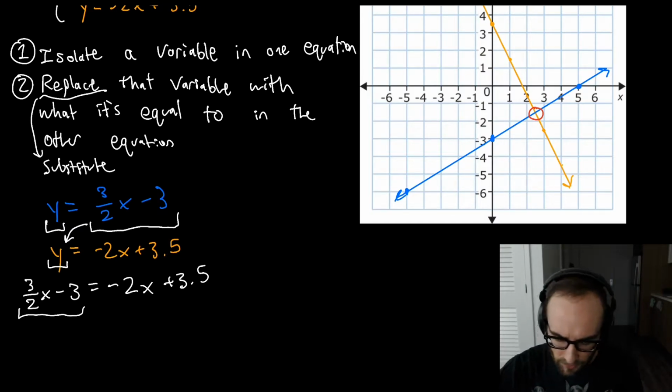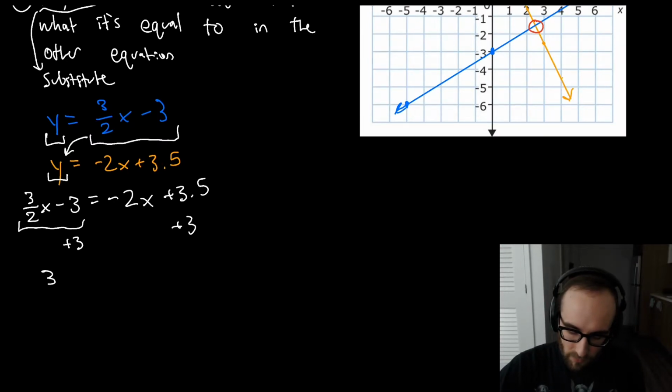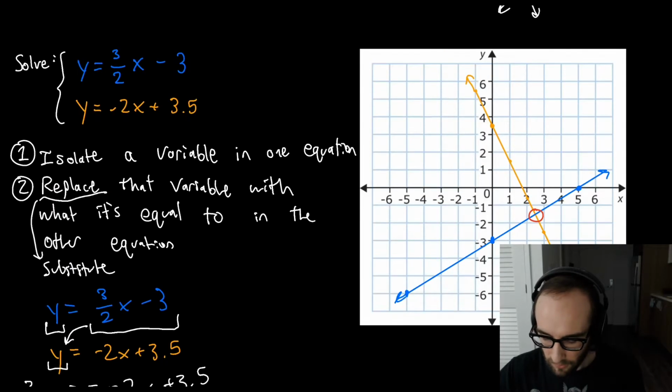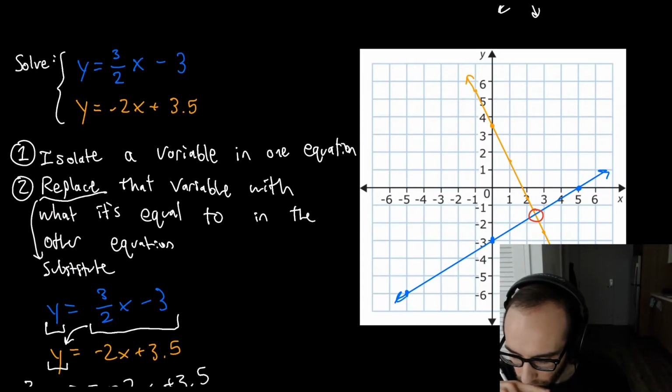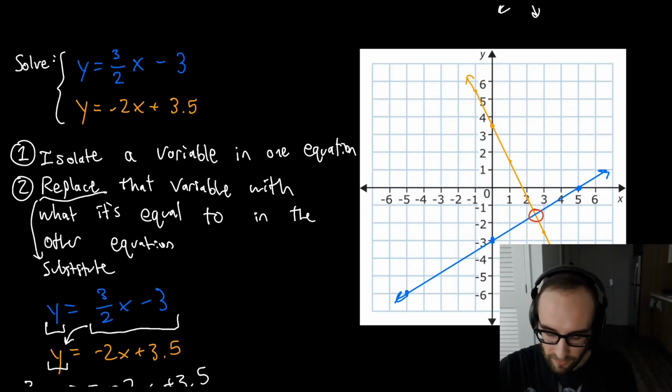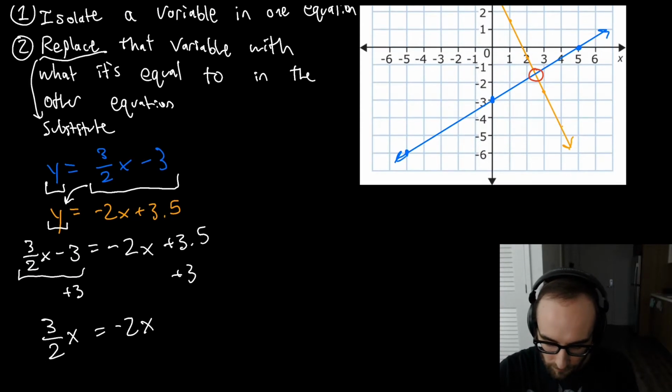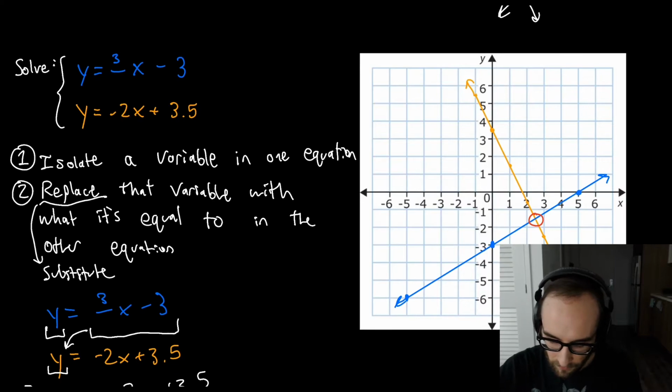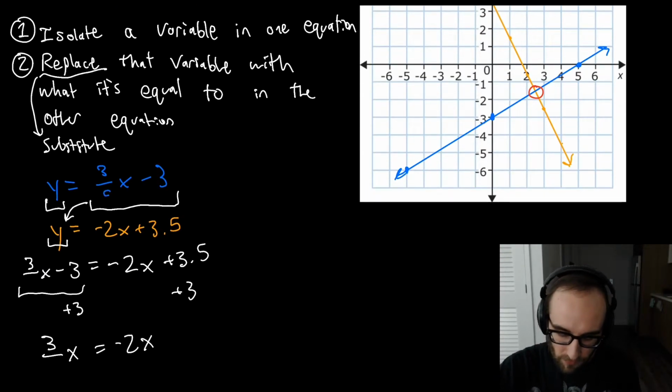Let's go ahead and do that. So first, let's add 3 to both sides. So 3/2 x equals -2x. Sorry, this should be 3/5 x. Made a mistake when copying down this problem. But that's okay. It doesn't change any of the work that we've done so far. 3/5 x. And you can see that on our graph. We go up 3, to the right 5.